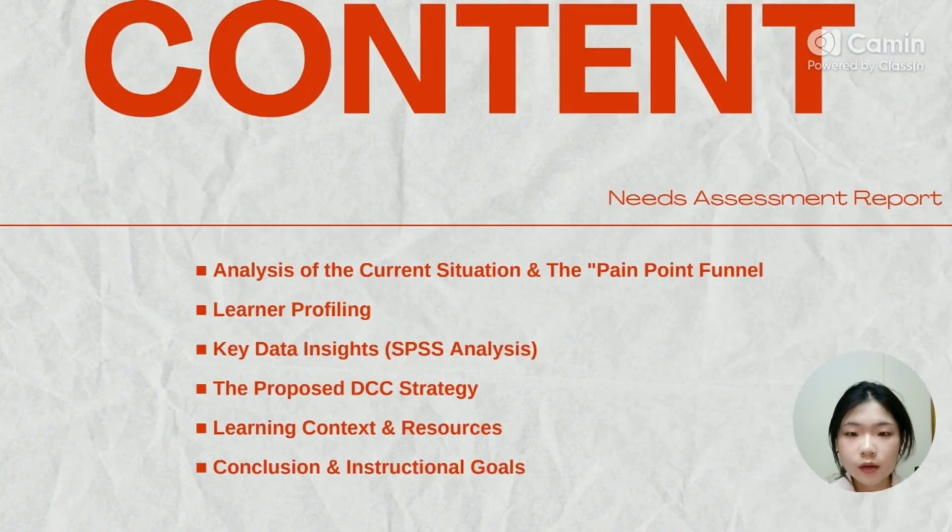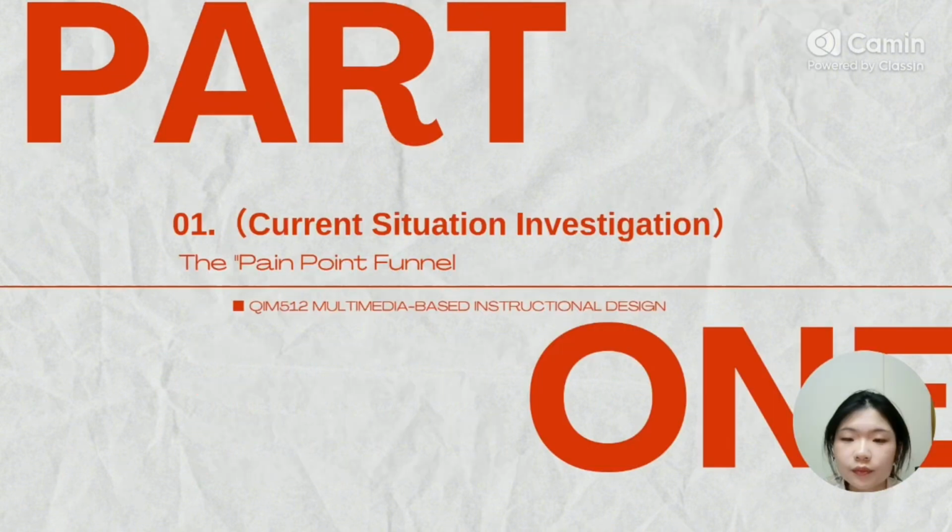To give you a clear roadmap, my presentation will cover four key areas. The first one, the current situation and our pain point funnel. Number two, the learner profile based on our survey. And number three, key data insights from our SPSS analysis. And then finally is the proposed DCC strategy. Now let's start with why we need this project by looking at the current gaps.